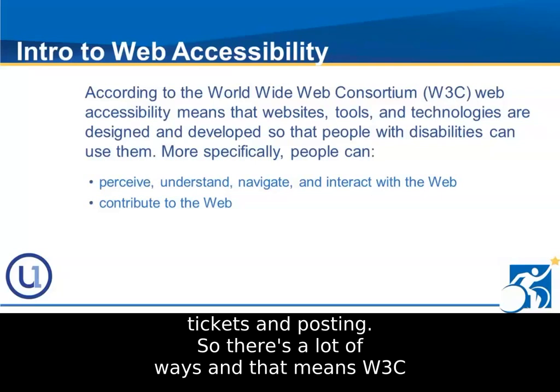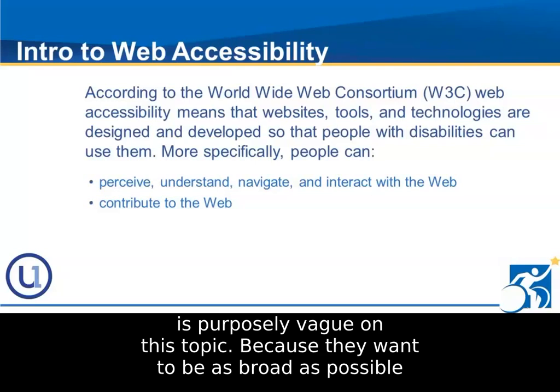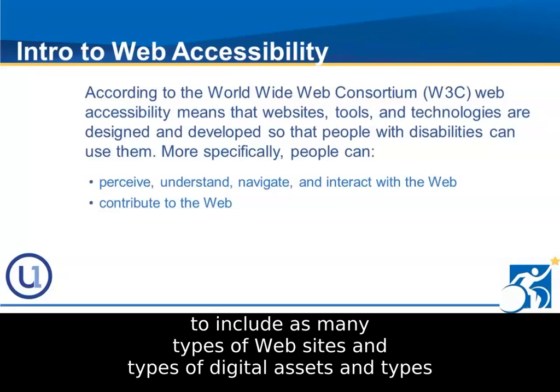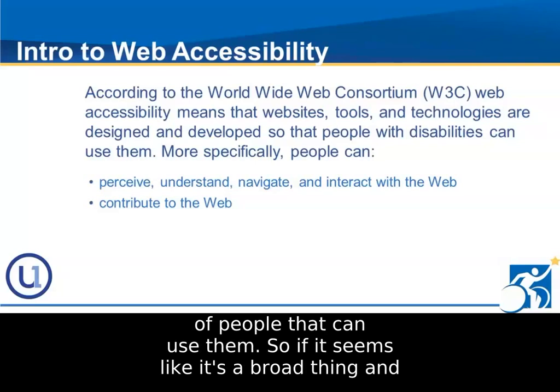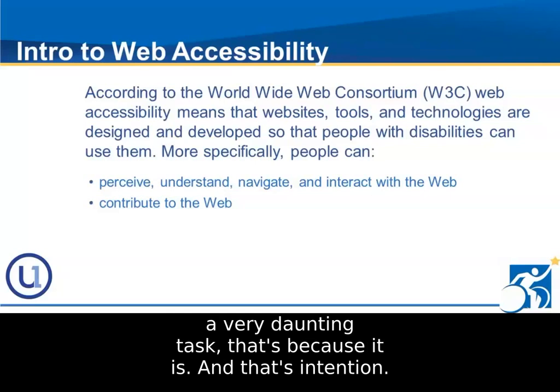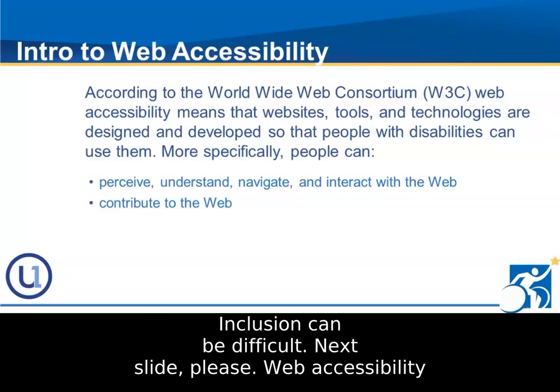So there are a lot of ways that can be interpreted. W3C is purposefully vague on this topic because they want to be as broad as possible to include as many types of websites, types of digital assets, and types of people that can use them. So if it seems like a broad thing and a very daunting task, that's because it is, and that's intentional. Inclusion can be difficult.